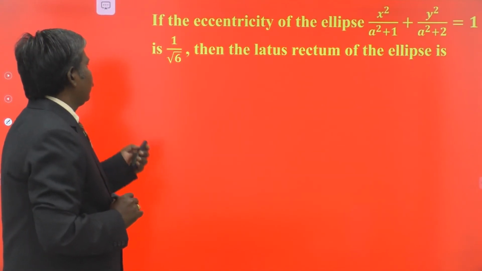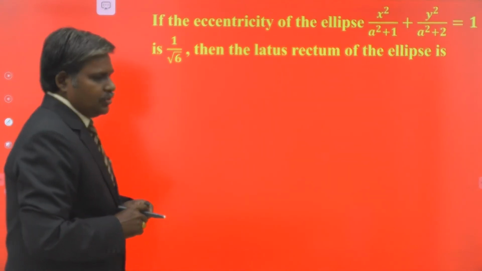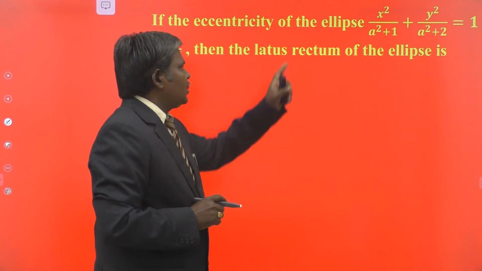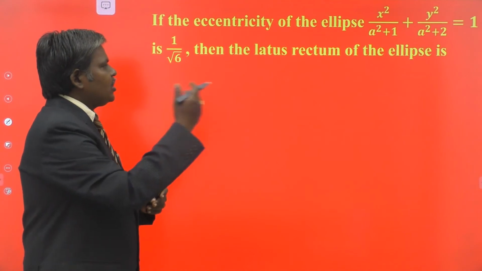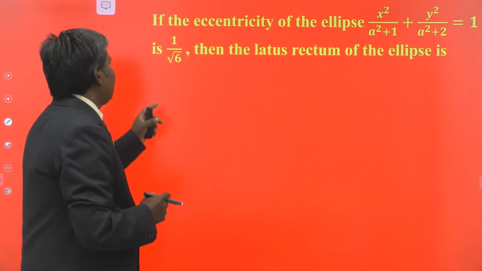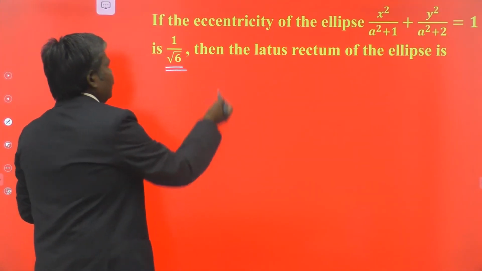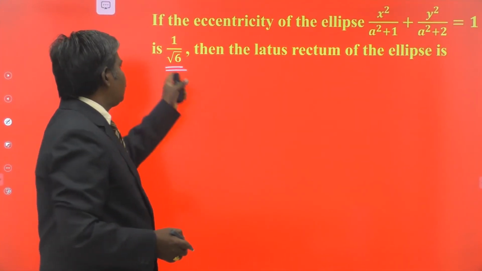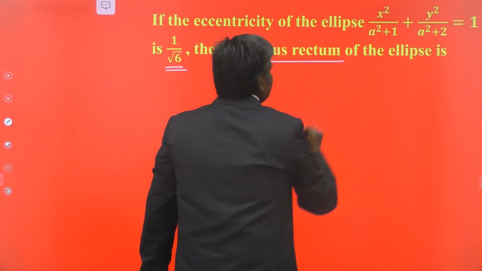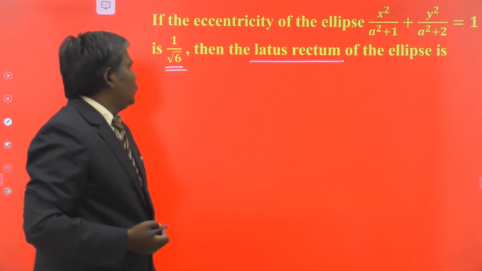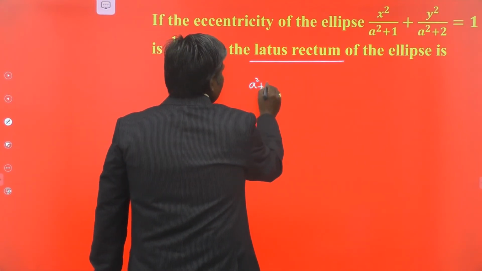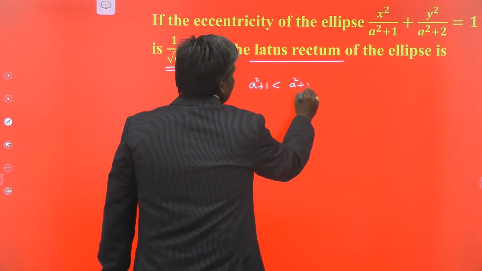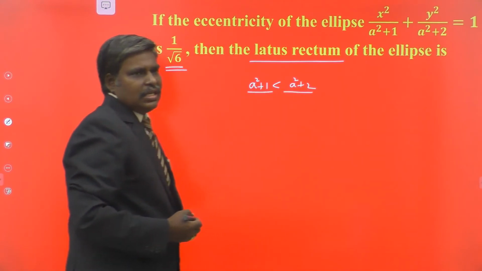Next one, we have to find out the eccentricity of the ellipse X square by A square plus 1 plus Y square by A square plus 2 equal to 1, which is 1 by root 6. The eccentricity of the ellipse is given to you. Then the length of the latus rectum of the ellipse is what they are asking. So eccentricity is given here. A square plus 1 is less than A square plus 2. That means the A less than B case is there.